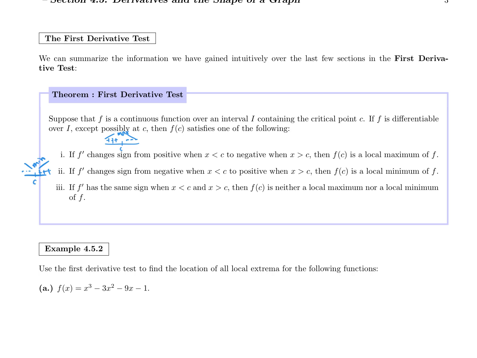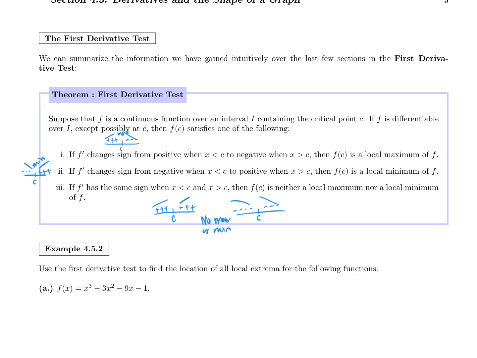The last one says if f prime has the same sign on both sides of C, then f of C is neither a local max nor a local min. And that's what we saw when we were looking at our g of x being x cubed. It means that at C it's positive, it hits C, and then it goes back to being positive. So it looks like this. Or we may have one where it's negative and decreasing, and then hits C where it's momentarily zero, and then it's negative again and decreasing. So it makes sense that these two would have no max or min, no extremum.